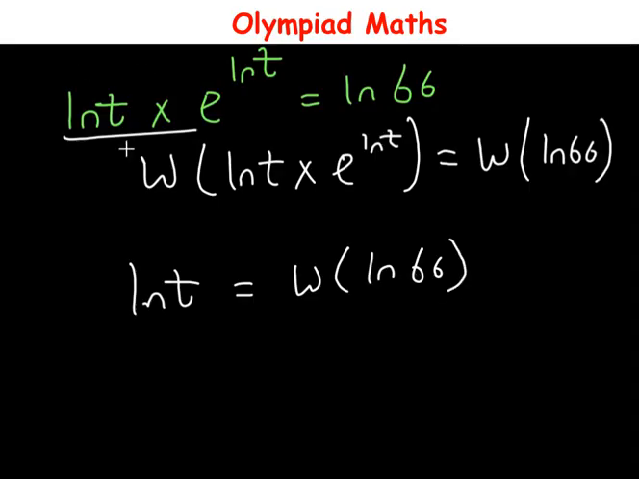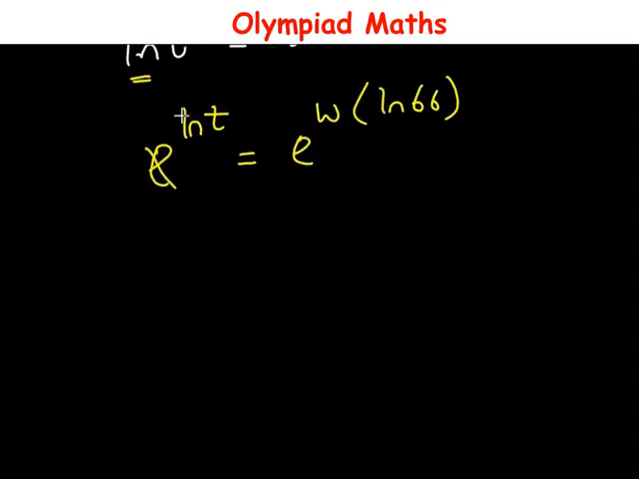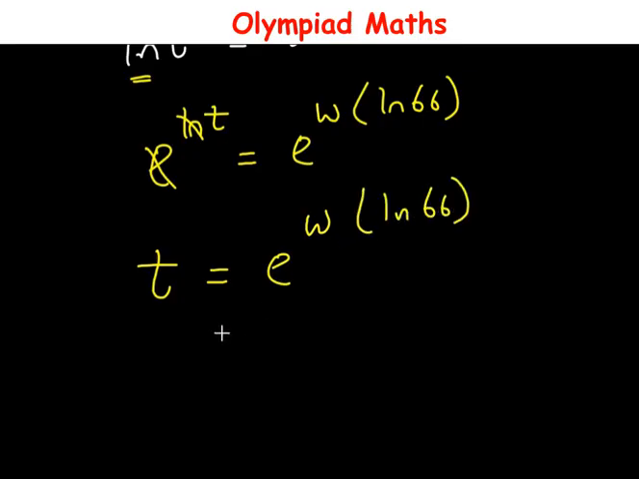Now, the next thing is for us to solve for the value of t, but to do so, we need to eliminate this ln from here. To do it, we are going to introduce e to both sides of the equation. So this becomes e raised to power ln t is equal to e raised to power W of ln 66. On doing this, e cancels ln, and we have t is equal to e raised to power W of ln 66. And with this, ladies and gentlemen, this is the value of t.